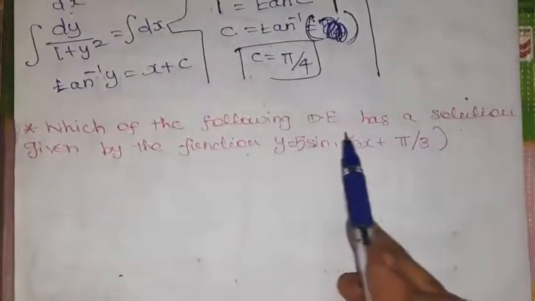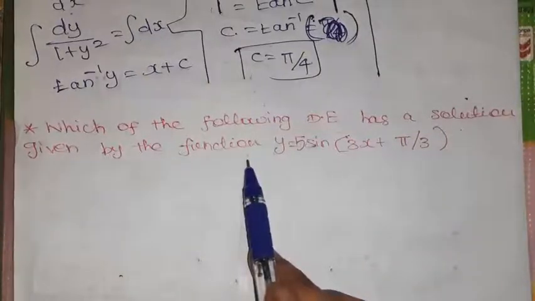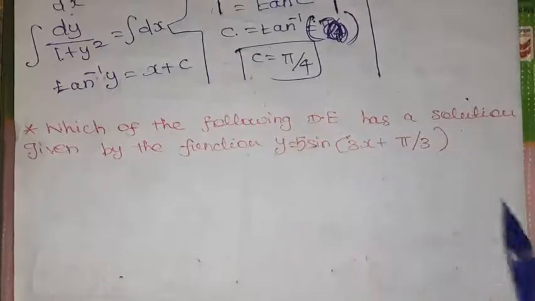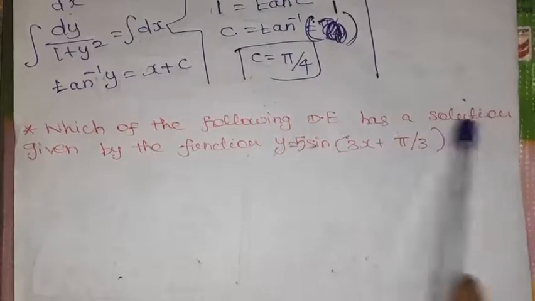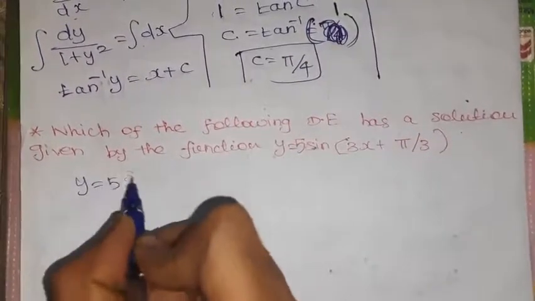Which of the following differential equation has a solution given by the function y equal to 5 sine of 3x plus pi by 3. See, we need to find out here. Usually the differential equation is given. We need to find out the solution. But here solution is given. We need to find out the differential equation. Let's see how to solve this problem.